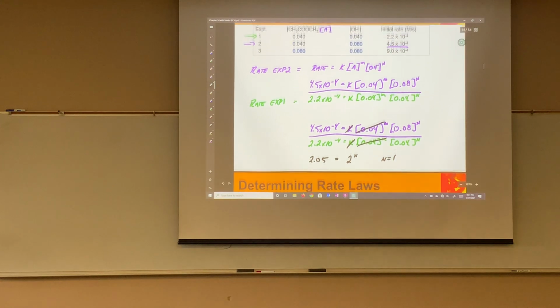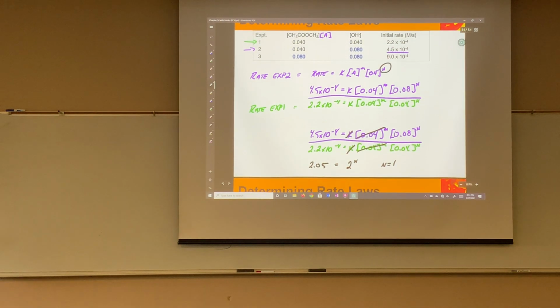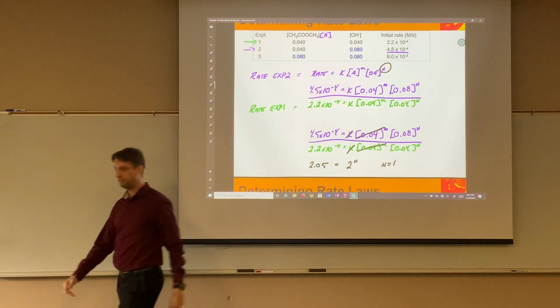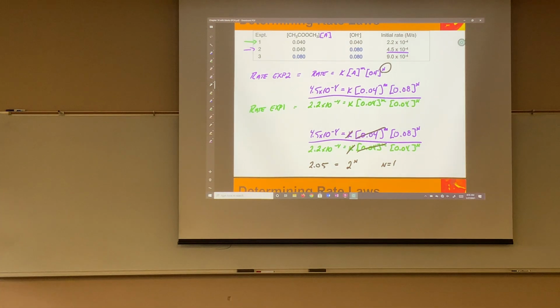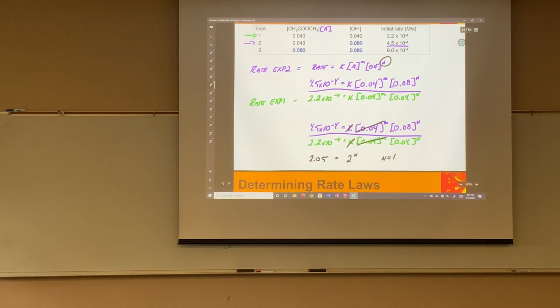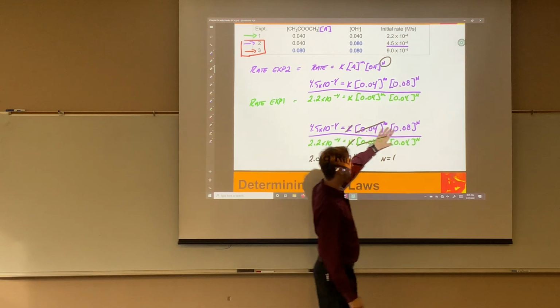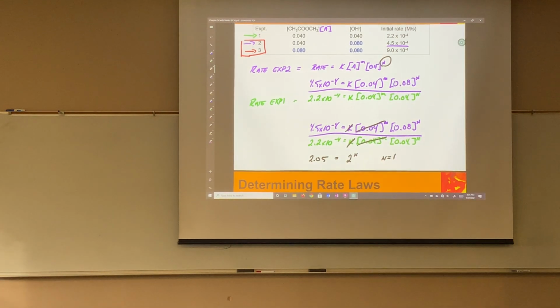But that takes me to my next question. Now we know what n is, so now we need to set up the same type of ratio, the same type of dividing, to figure out what m is. Got it? So now what do we need to do? To figure out m, we will compare 2 and 3. So see if you guys can get that set up. Set up the ratio there, the dividing, comparing the two rate expressions for experiments 2 and 3.